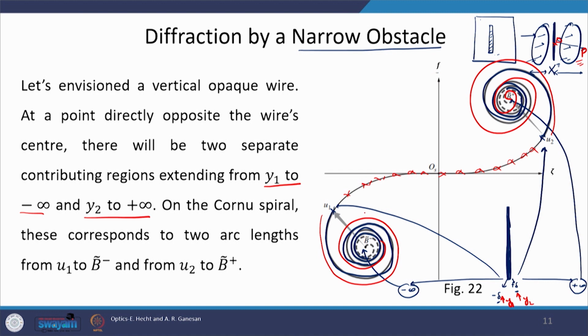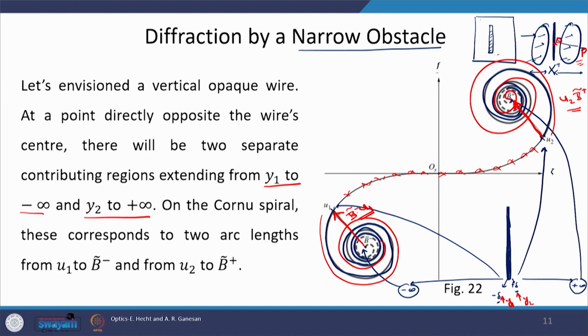Here for the lower chord, the resultant would be given by this phasor, which is b1 tilde u1. For the upper chord, the resultant would be given by this phasor, which is u2 b plus tilde. And this is b minus tilde u1. Now, we have two phasors. What would be the resultant of the two? We will have to add them up vectorially.